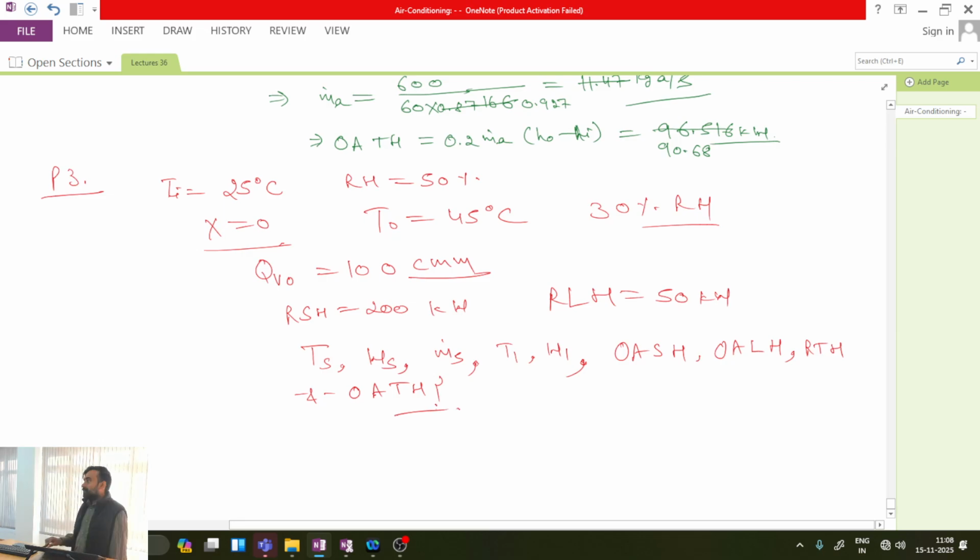Okay. So have you understood? What we have is, we have some indoor condition which was there in the previous lecture as well. Then outdoor condition is also same. I think it is same, 30% and 45 degrees Celsius. And then bypass factor is 0. Okay. But what we are doing is ventilation. And how much amount of air is ventilated? That is 100 cmm of air is ventilated.